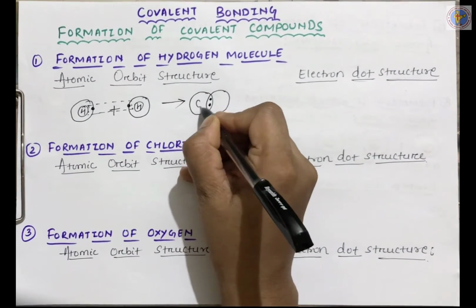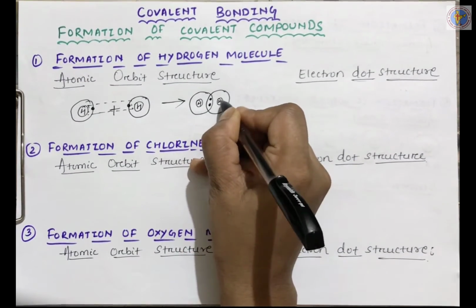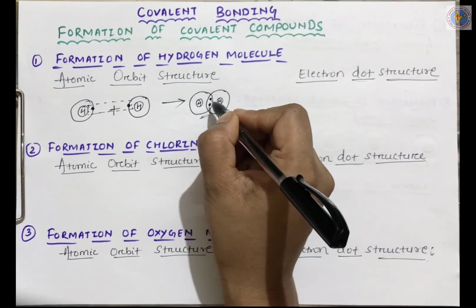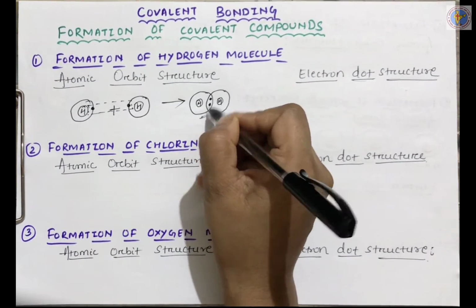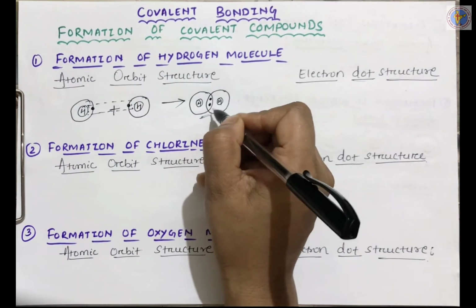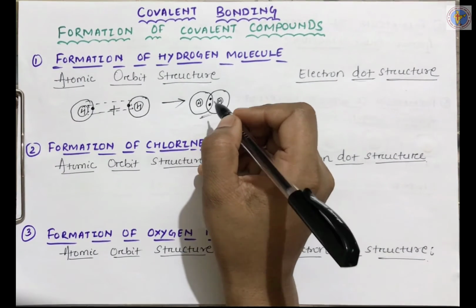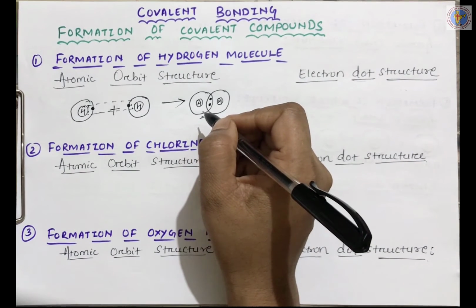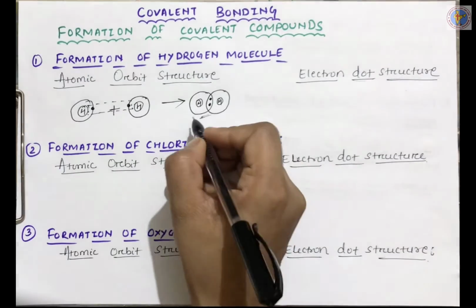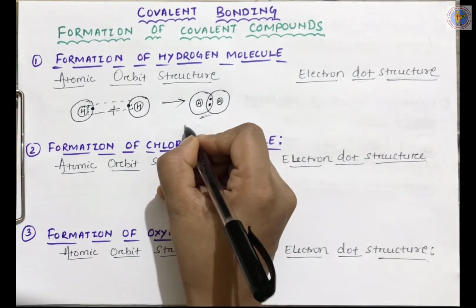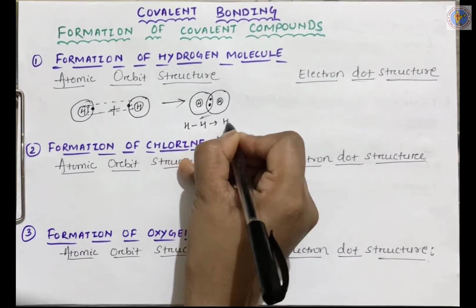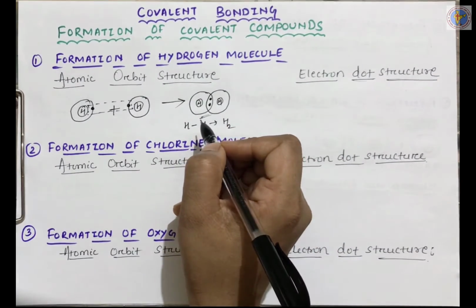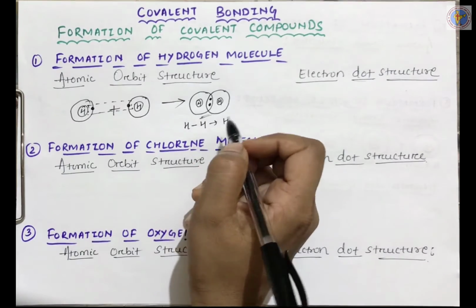So this is your H, this is your H. Here you can see very clearly one shared pair of electrons. So what type of covalent bond will they form, children? They will form a single covalent bond. Here we get a single covalent bond like this, H, H. So it will form H2. They will form a single covalent bond because a single covalent bond is formed by sharing one pair of electrons.